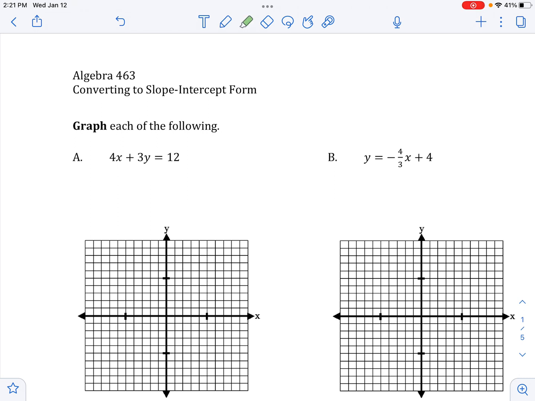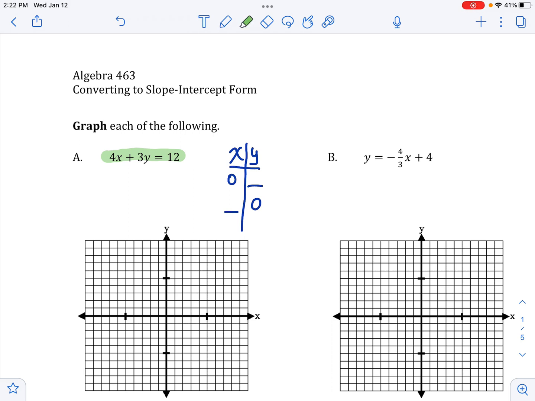On the first one, remember that since this equation is in standard form, one of the ways that we learned how to graph this was by making a chart. With this chart, we're going to plug in 0 for x and then solve for y. We're going to plug 0 in for y and then solve for x. So we have to solve two equations.